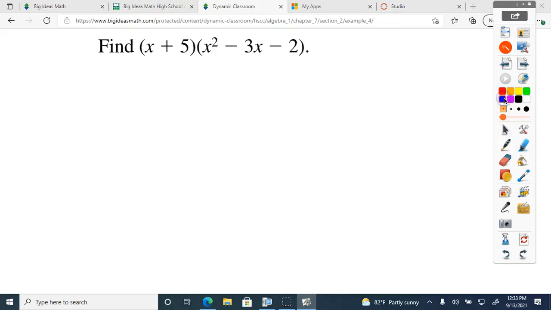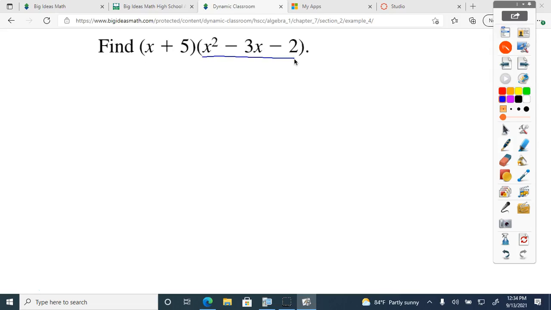Can we do FOIL on this one? No. Because there's only 4 boxes. Because remember, to do FOIL, they have to be two what? Two binomials. This is not a binomial. It's a trinomial. So the FOIL method is out, but thankfully the other three methods, the table, distributing, or doing the vertical, are still on the table. You can still do vertical.